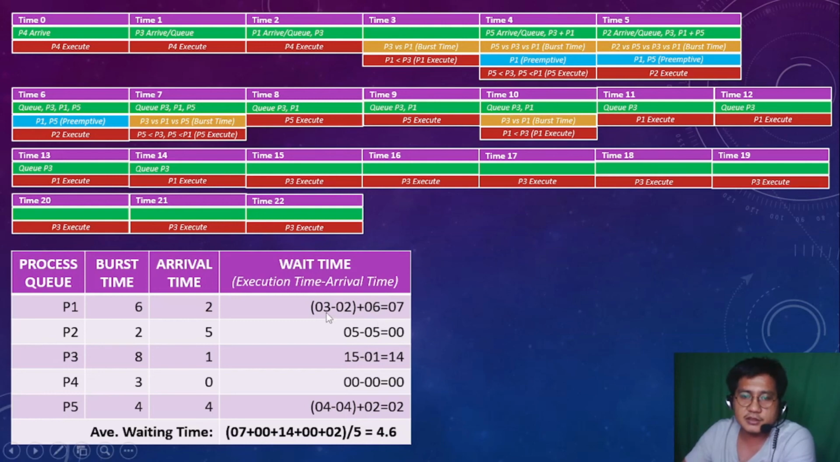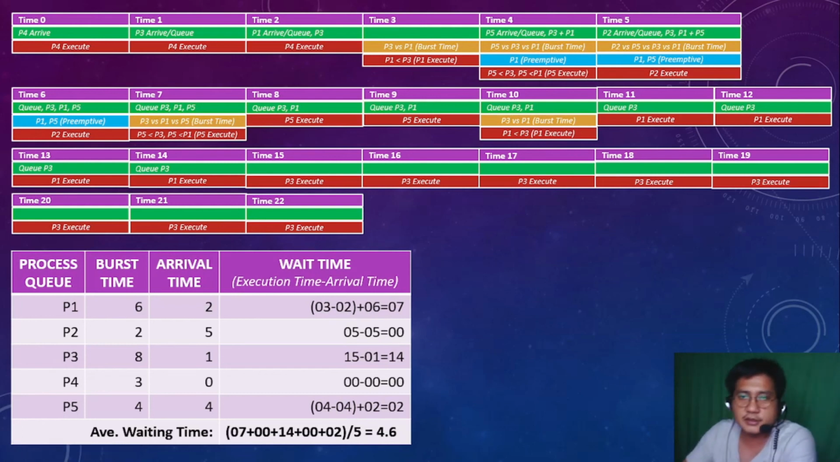So this means that at around time 3, process 1 gets the attention of the central processing unit. As you can see here in the Gantt chart, P1 first gets the central processing unit at time 3. So we have 3, and the arrival time is 2. So we have here 2. So 3 minus 2. But then we have the plus 6.